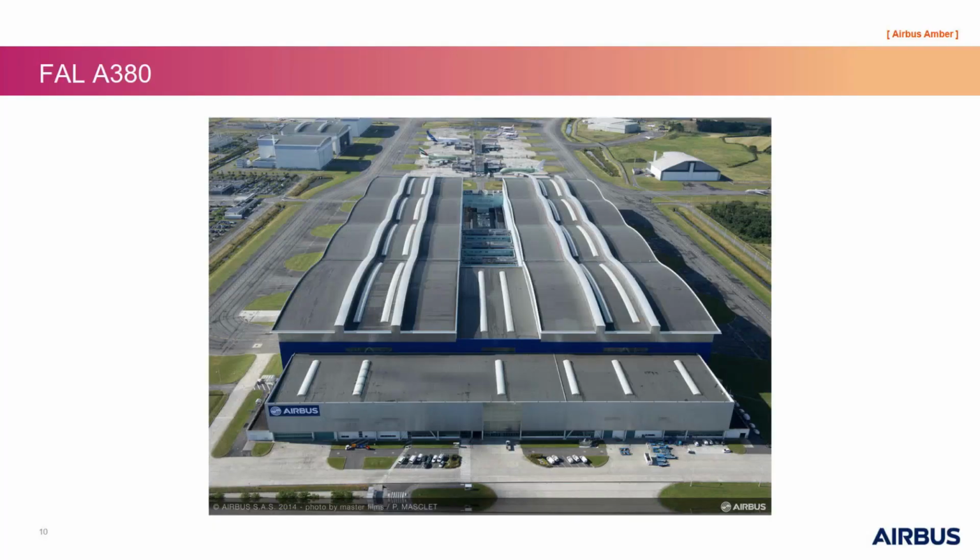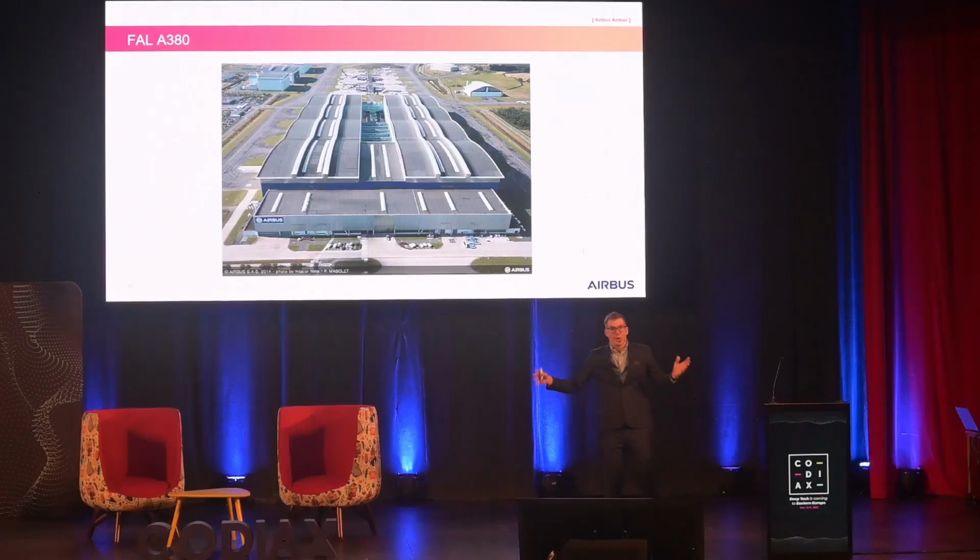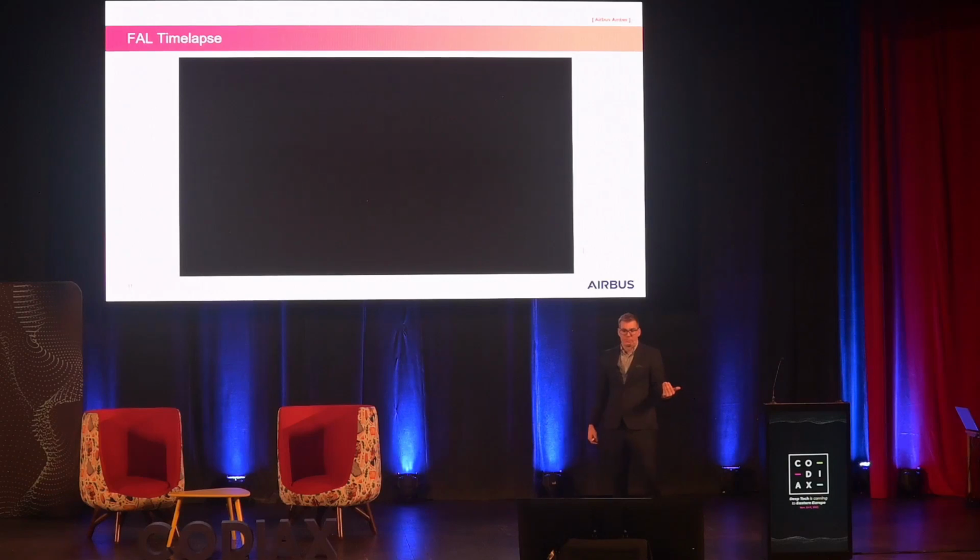And here you can see the factory where we used to build the A380. We're now turning this into a factory to build our best-selling product, the Airbus A320, which is a small commercial aircraft. It's a jetliner. You would have flown on one before.